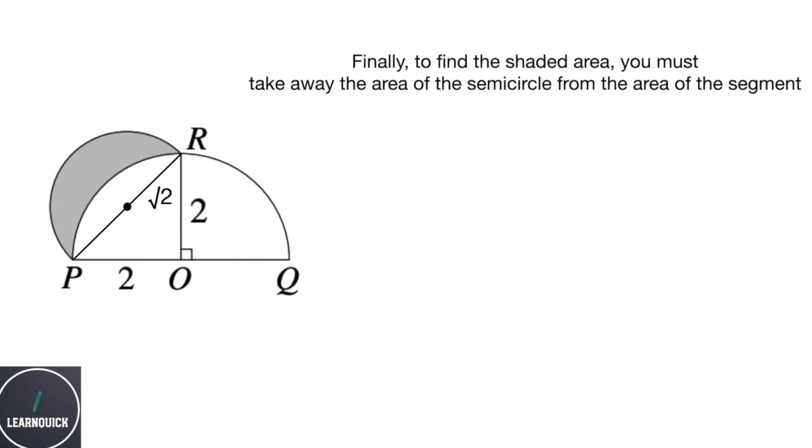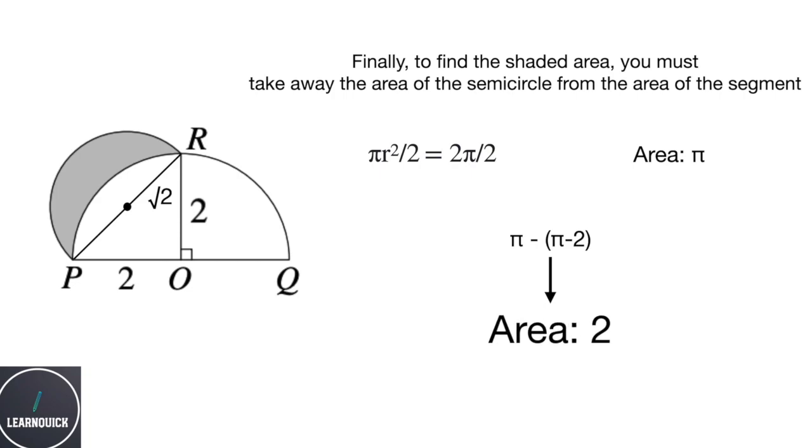So finally, to find the shaded area, you must take away the area of the segment from the area of the semicircle. We established that the area of the semicircle is pi, and the segment is pi minus 2. Pi take away pi minus 2. The pi's cancel each other out, and this gives us an area of 2, which is our answer.